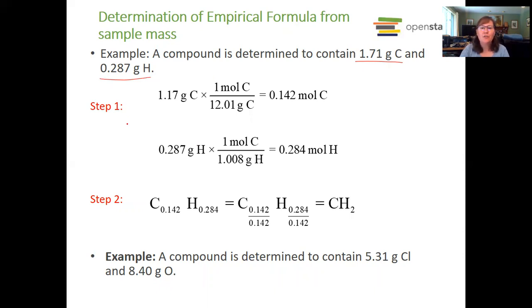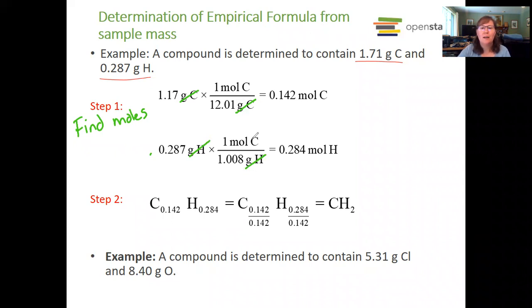Okay, so in order to find that, remember our step 1. Our step 1 is to find the moles from our masses, and you do that by dividing by your molar mass. So you have grams of carbon on the bottom. This is 1.17 divided by 12.01, which gives you 0.142 moles of carbon. And then you have 0.287 grams of hydrogen, and so you have grams of hydrogen on the bottom.